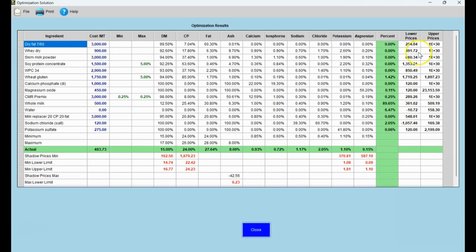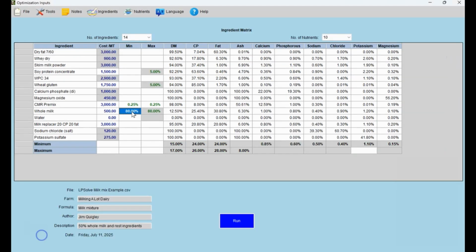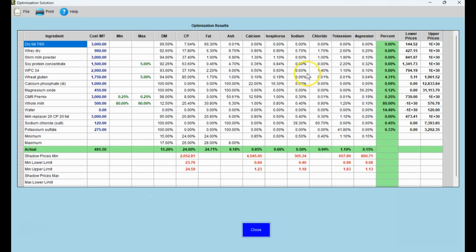Skim milk powder would need to be under about $860 per metric ton, far below its current price of about $3,000. Under these conditions, neither ingredient is economically competitive. To simplify the formulation, we can now fix whole milk at exactly 80% and rerun the model. This produces another feasible solution with a very similar result.